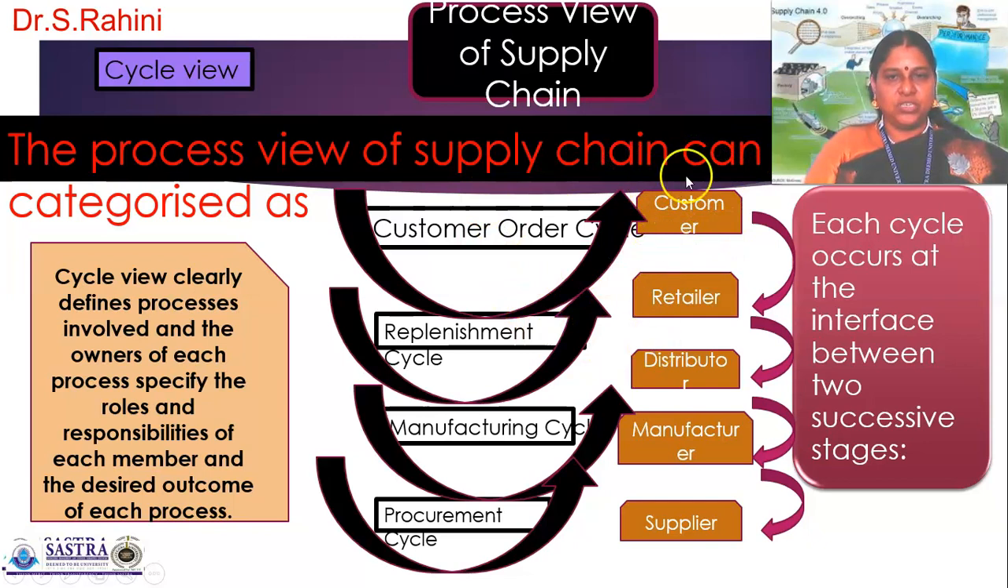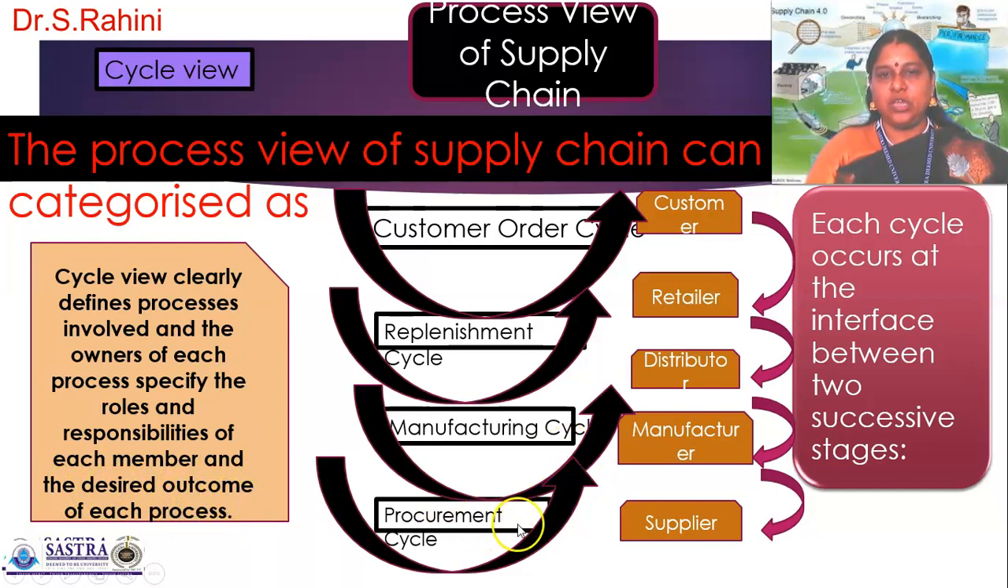It is processing with all these people: the customer, the retailer, the distributor, the manufacturer, the supplier. And each cycle occurs at the interface between two successive stages. You can see those successive stages. So this is what it talks about. Cycle view clearly defines the process involved, and the owners of each process specify the roles and responsibilities of each member and the desired outcome of each process.